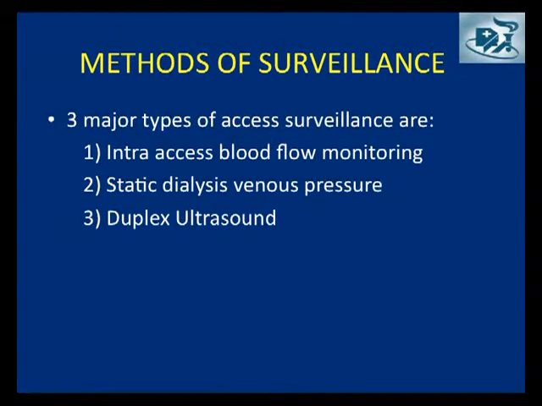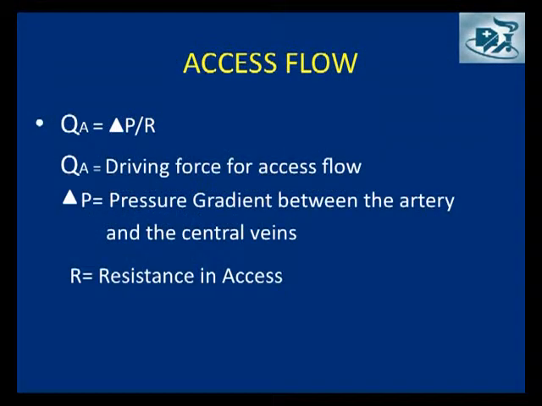So coming to the methods of surveillance, there are three major types of access surveillance, and they are intra-access blood flow monitoring, static dialysis venous pressure, and Doppler ultrasound. Access flow is governed by the pressure gradient between the artery and the central veins and the resistance in the access, and it is given by this formula. QA is delta P divided by R.